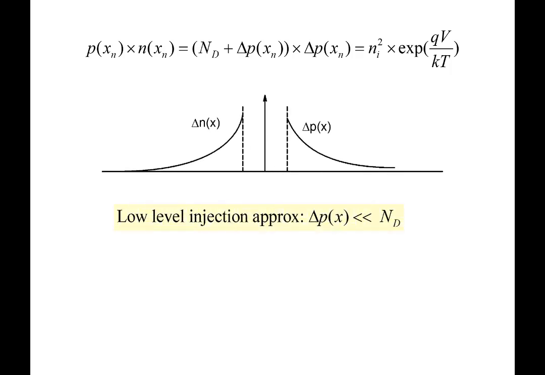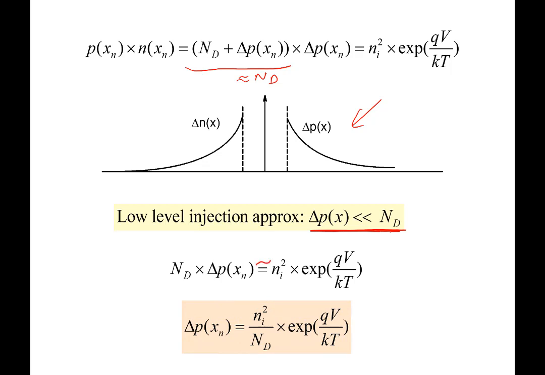So with that, you come to this expression: (Nd plus delta p(xn)) into delta p(xn) is ni squared exponent QV. At this point, you make another assumption, which is the low level injection approximation. The injected hole density is much, much smaller than the background doping. So in this one, we can approximate it as Nd. We are talking about the N region, where of course there are electrons equal to Nd. You have injected holes into it, but the number of holes that you have injected is much smaller than the doping. So you obtain Nd into delta p(xn) equals ni squared exponent QV by KT, and delta p(xn) is ni squared over Nd exponent QV by KT. In the same way, you will obtain delta n(minus xp) equal to ni squared over Na exponent QV by KT.